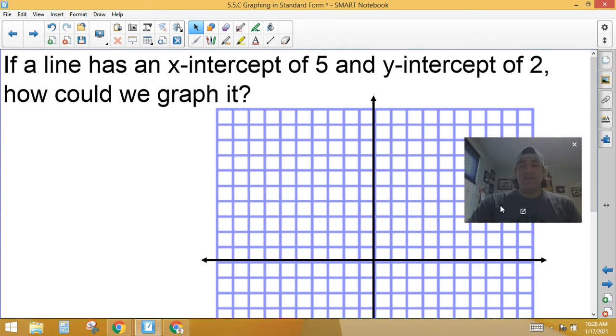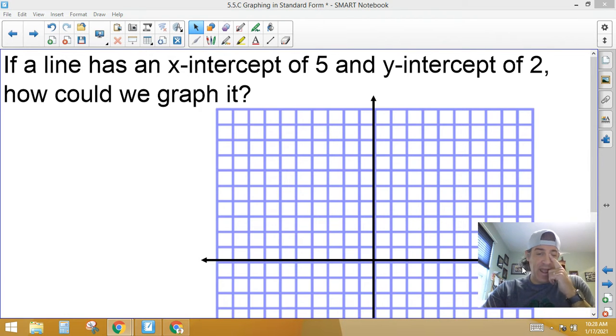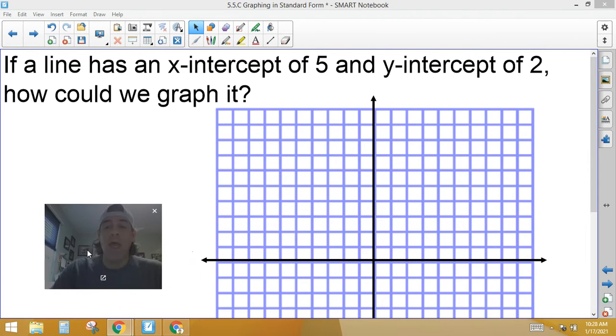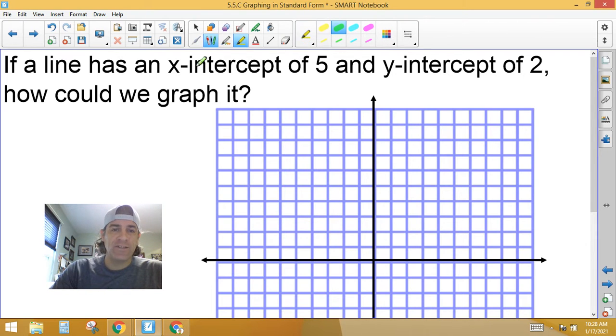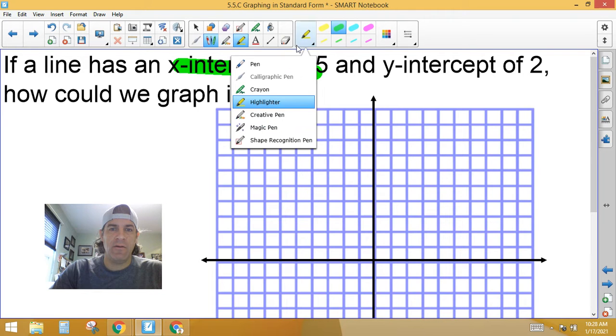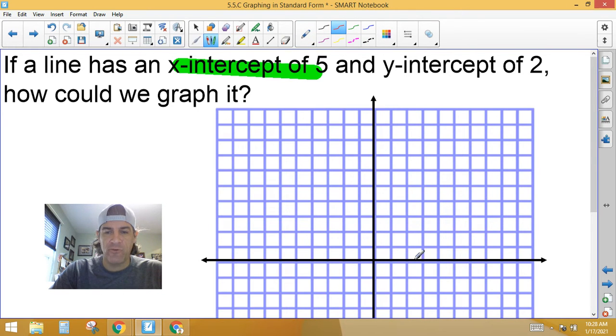But on to this now. If a line has an x-intercept of 5 and a y-intercept of 2, how could we graph it? Well, an x-intercept of 5 means exactly that. So 1, 2, 3, 4, 5. There's a point on the line right here. The graph goes through the x-axis right there.